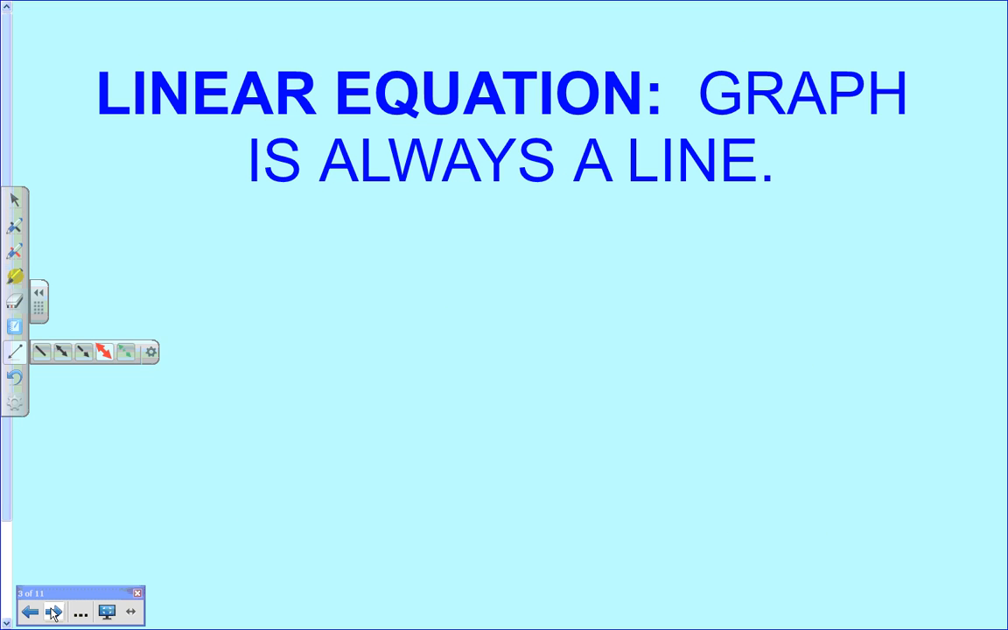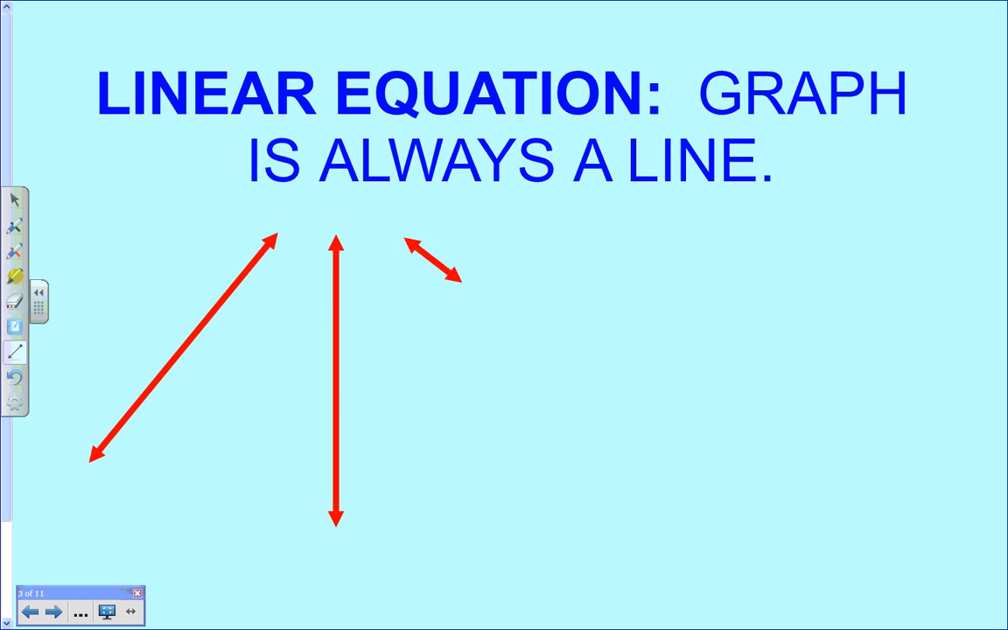Remember, linear equations always are going to generate a graph that is a line. It could be a positive slope line, it could be a vertical line, it could be a negative slope line, it could be a horizontal line. But it will always generate a line.